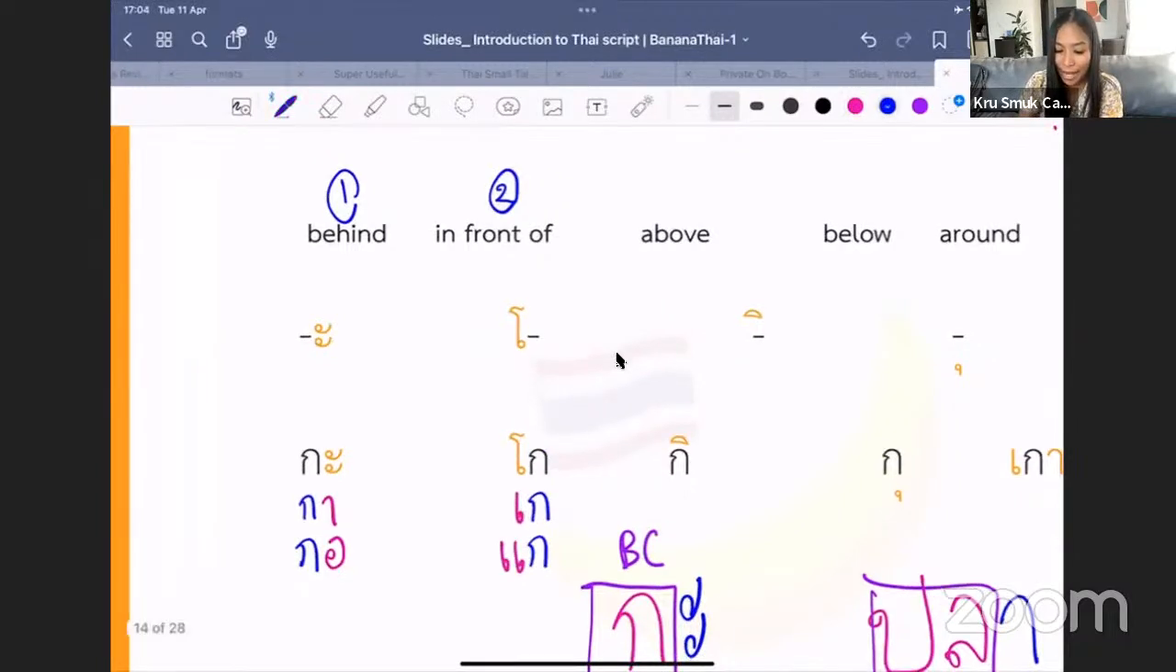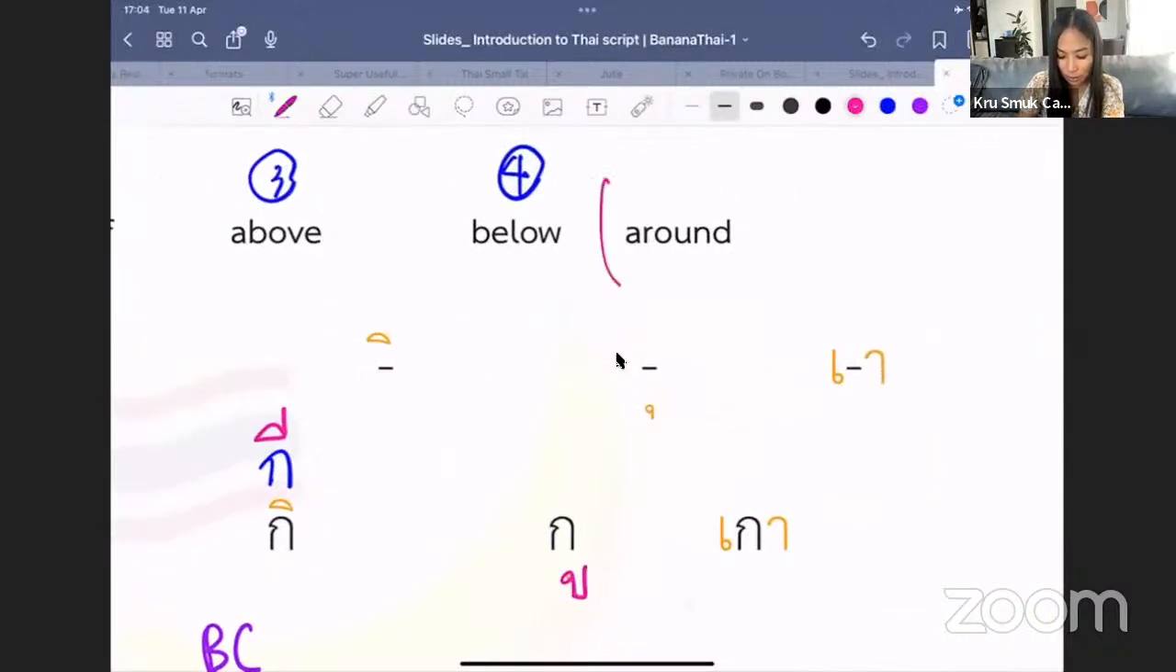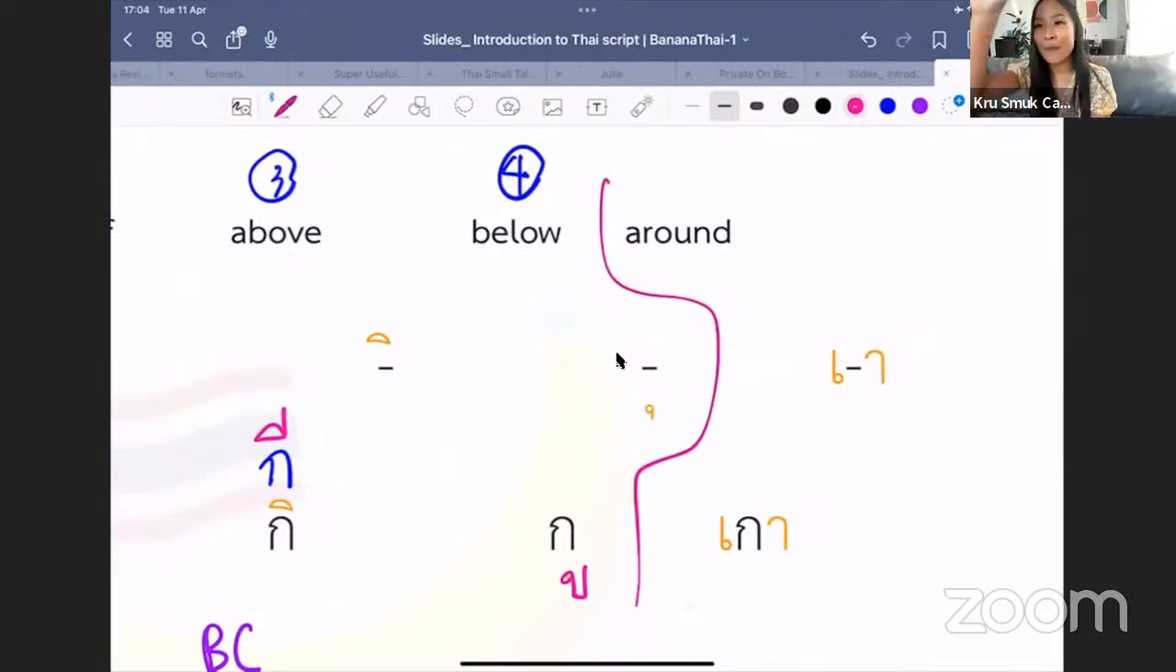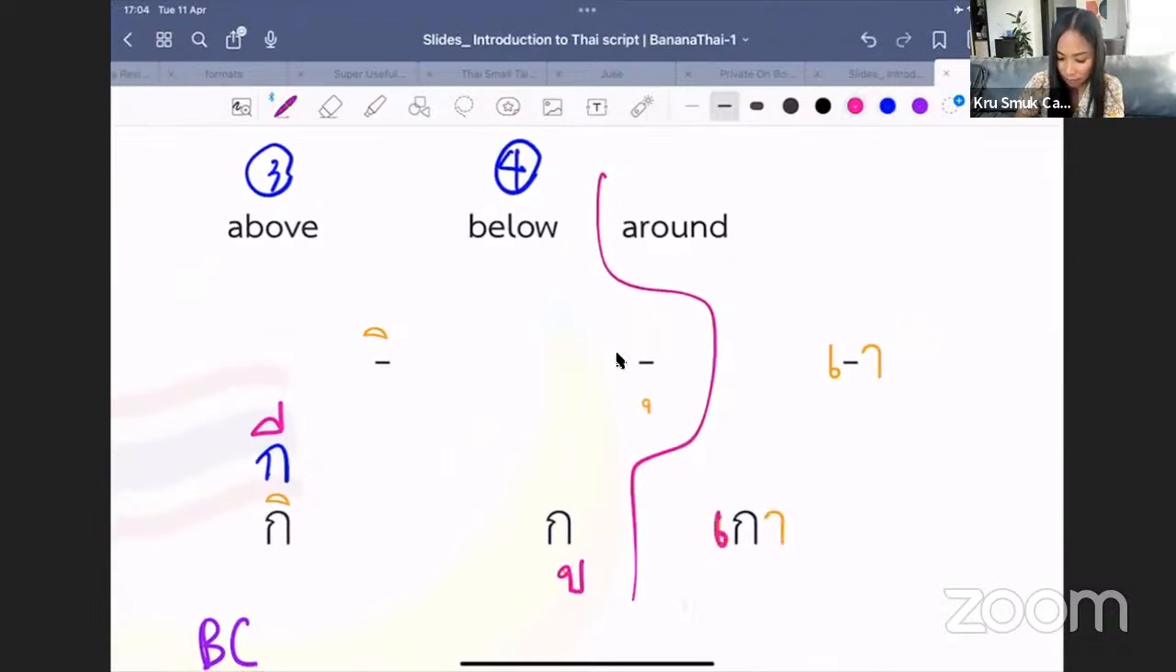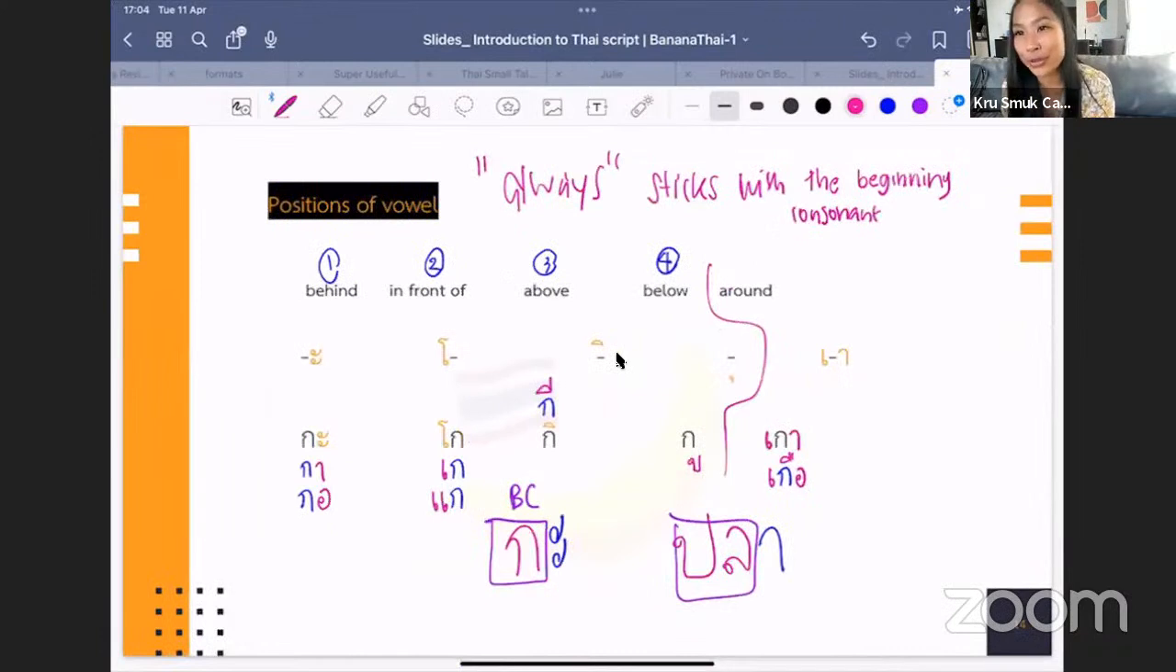It can also be above, for example sara i. It can also be below the beginning consonant, like sara u. It can also be all around: in front, in the back, above. So let me cut it here. For example, sara au. I'll give you one more example. Sara ua. See? It's everywhere.